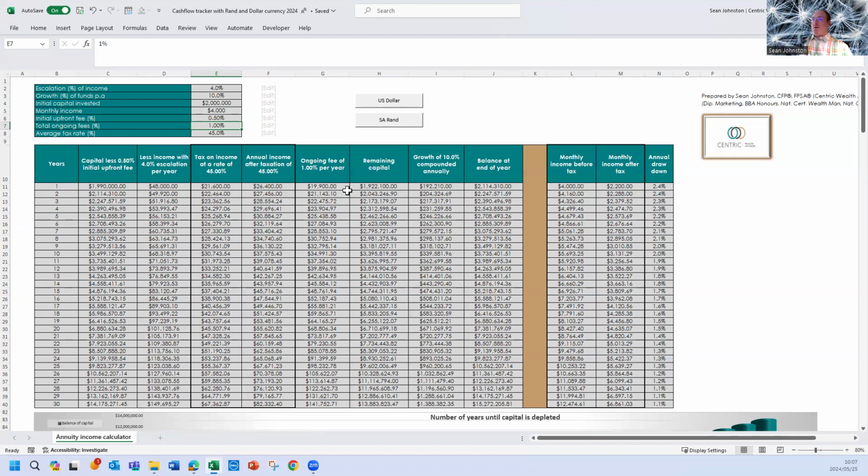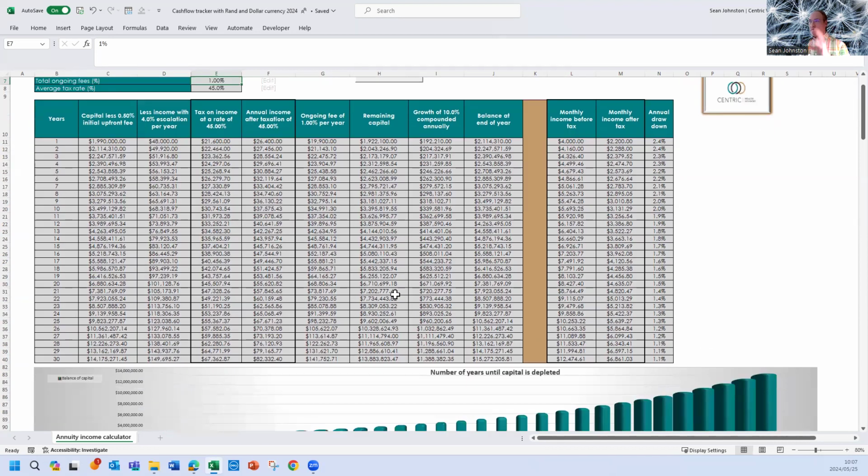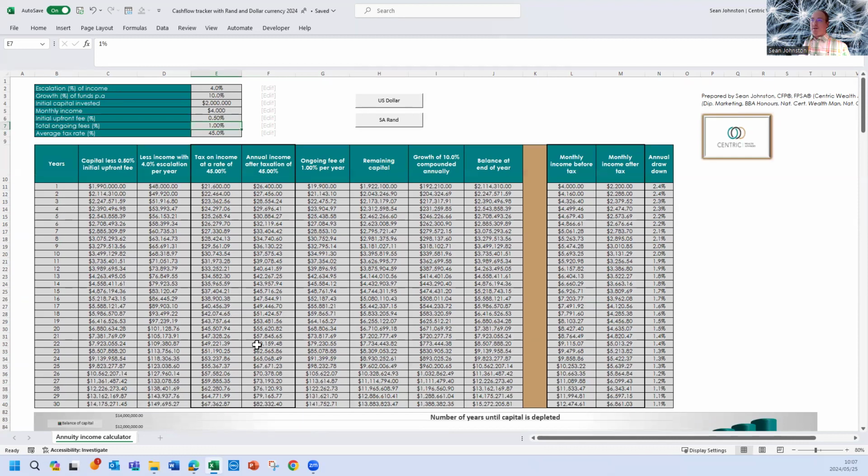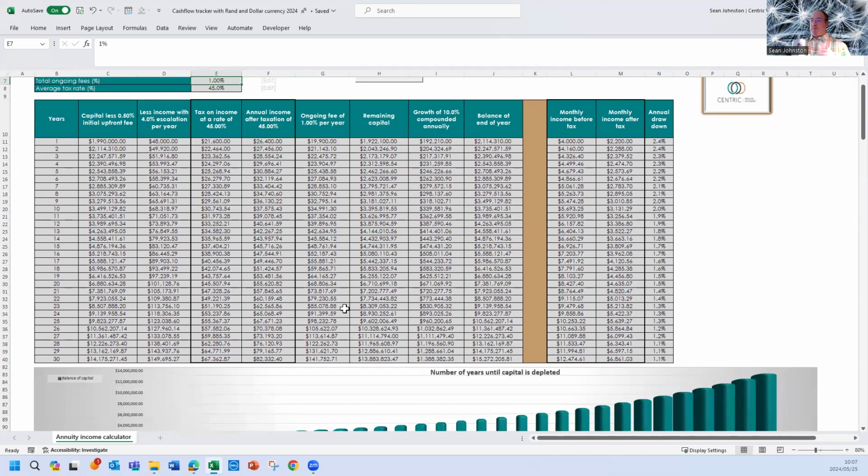You can see what the ongoing fee is, the capital remaining, and then the growth added to that, and then the balance carries into the next year. This is how a calculation would be done if you were working on a software program. Exactly the same thing would happen. This is the back end. I'm just making the back end visible so you can actually physically see how the money can deplete potentially.